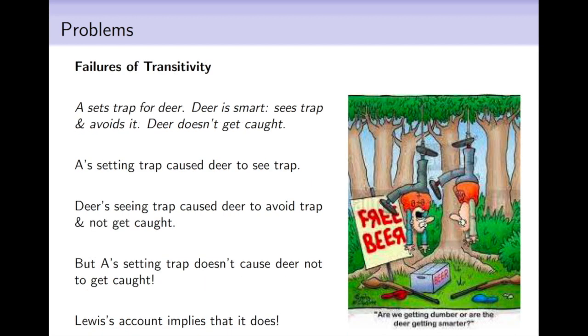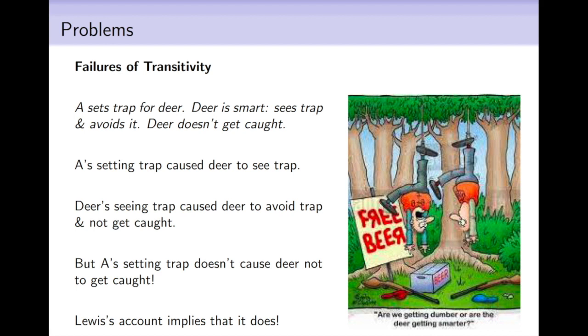Another problem, and this is the final problem we'll present, concerns transitivity. Recall that Lewis invokes the idea that causation is transitive: if X causes Y and Y causes Z, then X causes Z. This is really needed because it's the key to the way he deals with cases of preemption. It's how he gets the right results in preemption cases, by appealing to causal chains and the transitivity of causation. But people have argued that maybe causation isn't transitive.